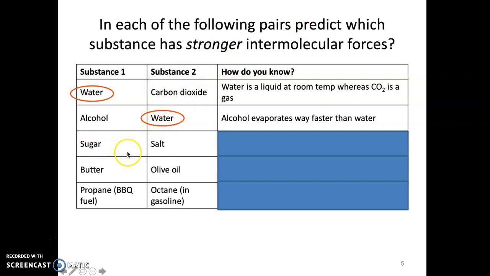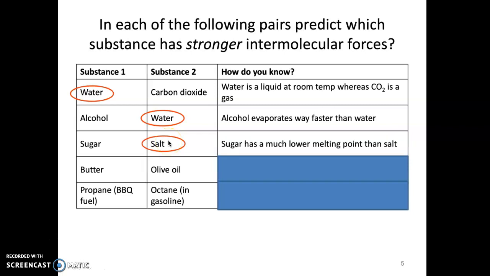Okay, next pair is sugar and salt. These are two white solids that you find in your kitchen. And they might seem like they have very similar properties at first, but one thing that you may have noticed if you're into cooking is that sugar will melt on the stove, but our stoves in our kitchens will never get hot enough to melt salt. Okay, and that's because salt has incredibly strong intermolecular forces. Okay, so sugar will melt on our stove, whereas salt never will.